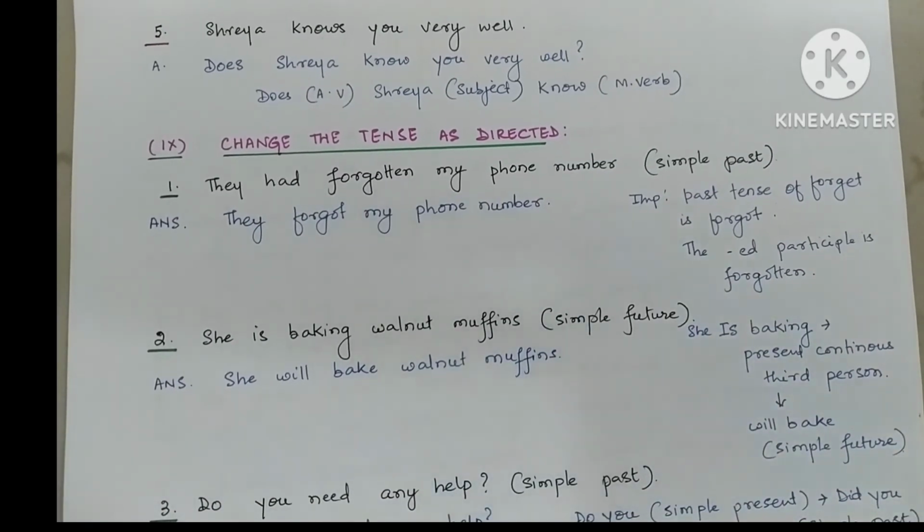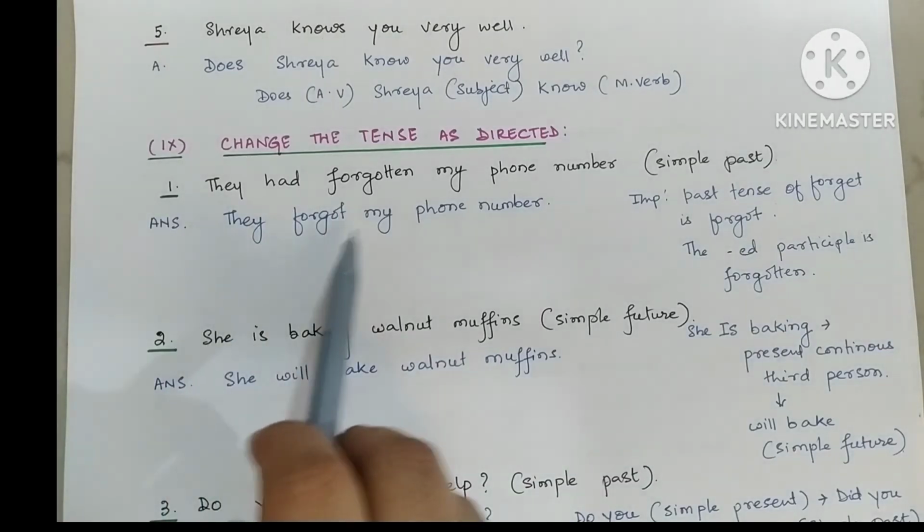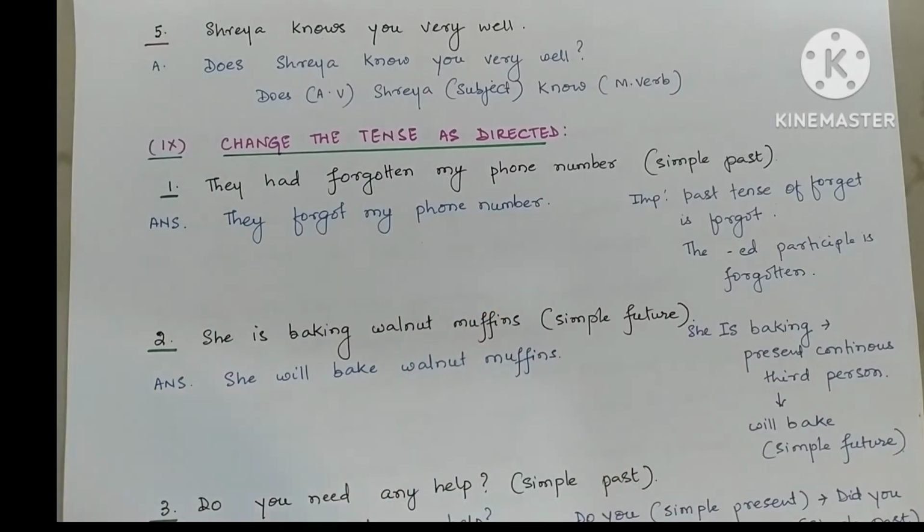Now change the sentence as directed. First, they had forgotten my phone number. Simple past. Now past tense of forget is forgot and the participle is forgotten. So they forgot my phone number is the answer. Number 2. She is baking walnut muffins. This has to be changed to simple future. That means she will bake walnut muffins. Is baking is present continuous third person, which will become will bake, simple future.